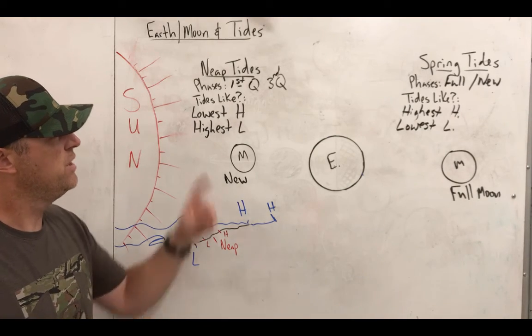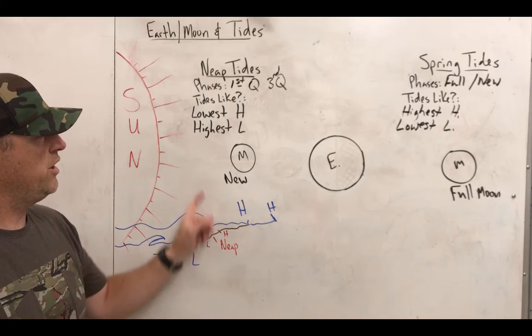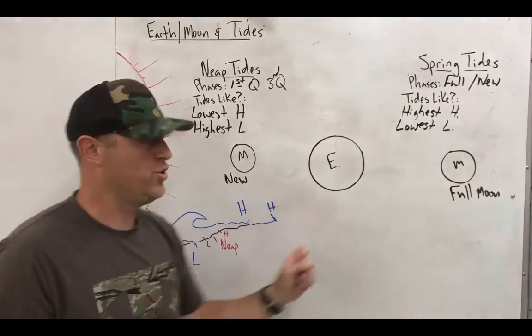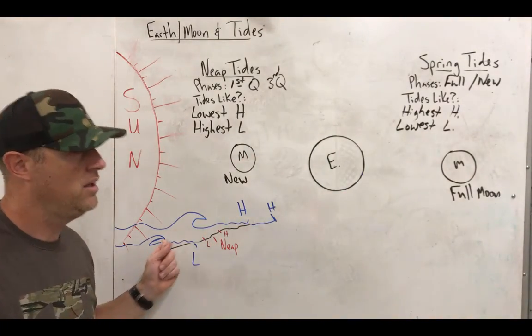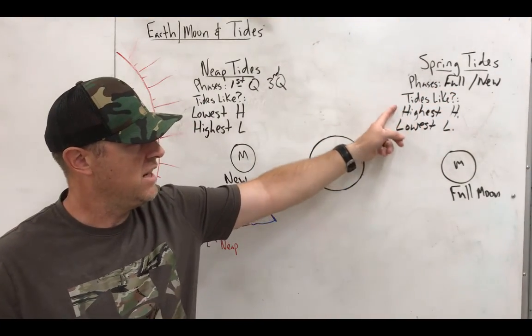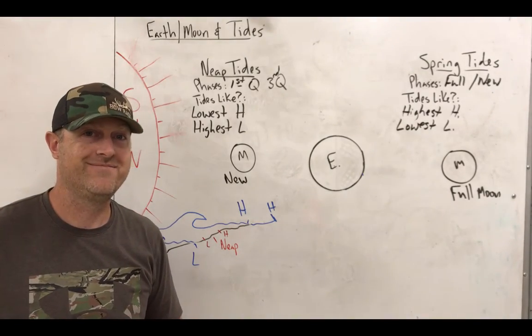So neap tides, first quarter, third quarter, they don't go up and down the shoreline very much. Lowest high tides, highest low tides. Spring tides really spring up and down the shoreline. Okay, if that helps you. Full and new moon, what are their tides like? The highest high tides and the lowest low tides. All right, there you go.